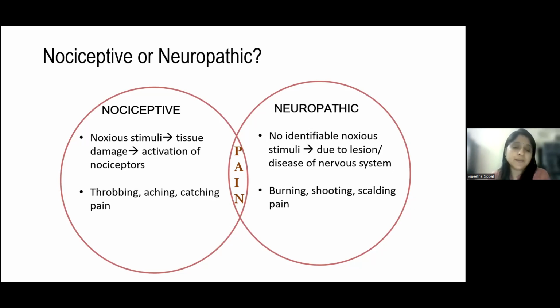Can anybody tell me, I told the management changes. What is the difference in management between the nociceptive pain and neuropathic pain? I know that everybody knows this, but just for the class to be interactive and avoid sleeping problems, I'm asking this. Because if a patient is sitting in your OPD and complaining of pain, is it important that you assess the character of pain and manage accordingly?